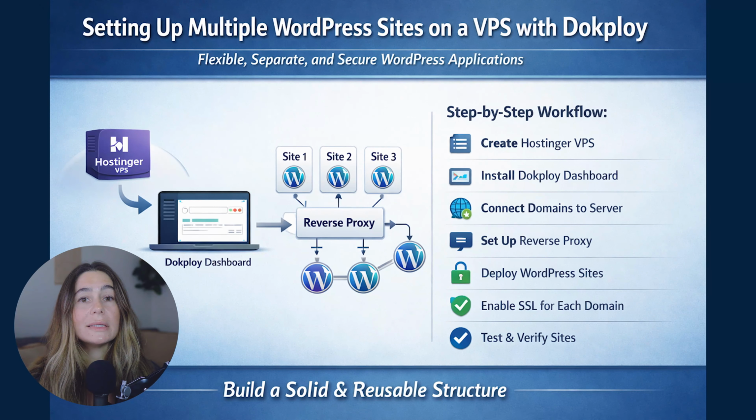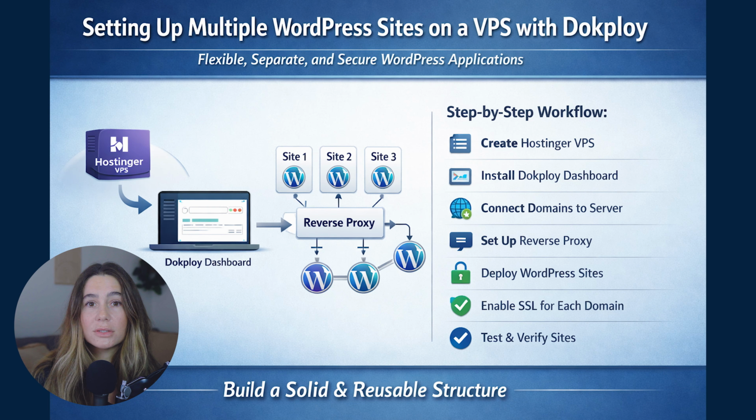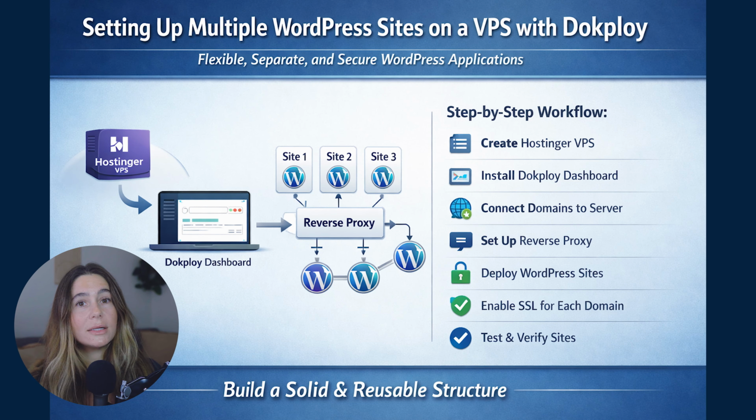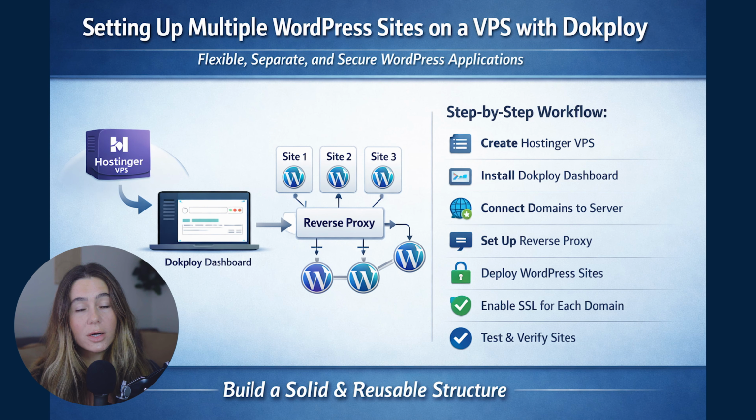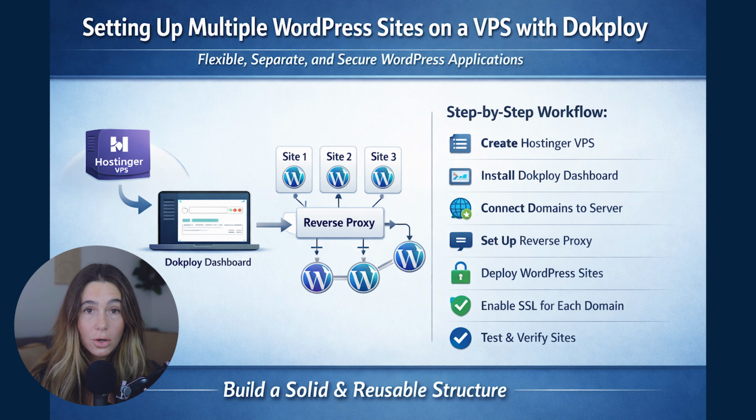So here's how you can do it step by step. So what you want to do first is get access to a hosting or VPS plan. You'll want to create your hosting or VPS account and access the server. Then you're going to go ahead and install Dokploy so you have a dashboard to manage deployments. After that, you'll connect your domains to the server so traffic can actually reach it, and then set up reverse proxy so each domain routes to the correct WordPress site.